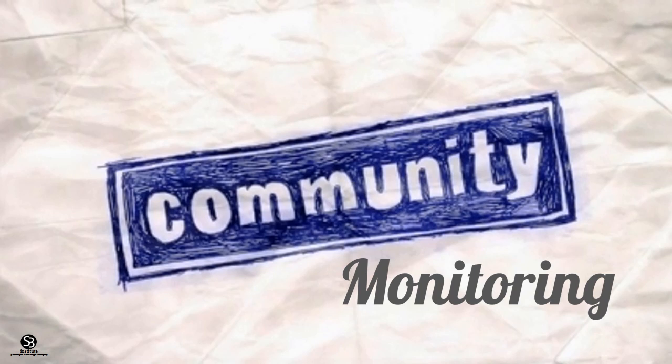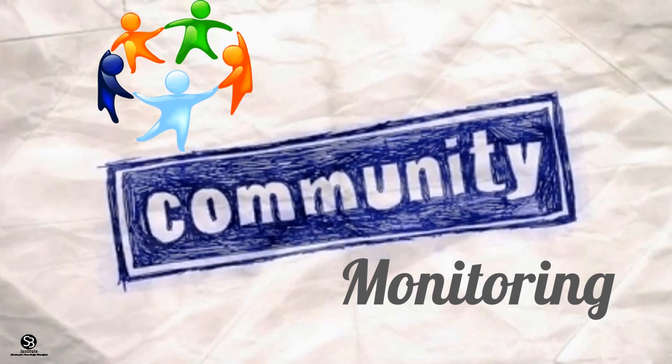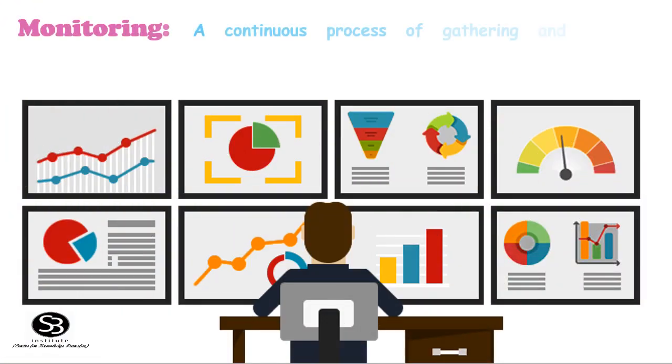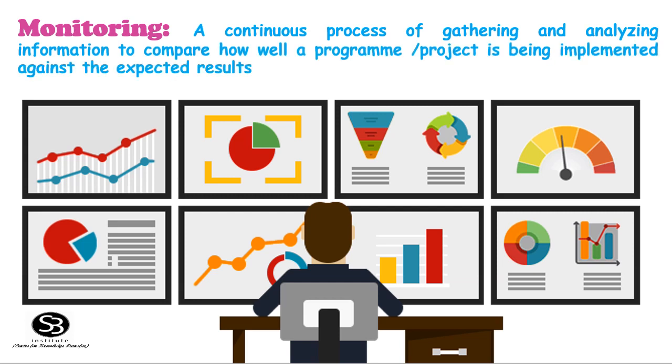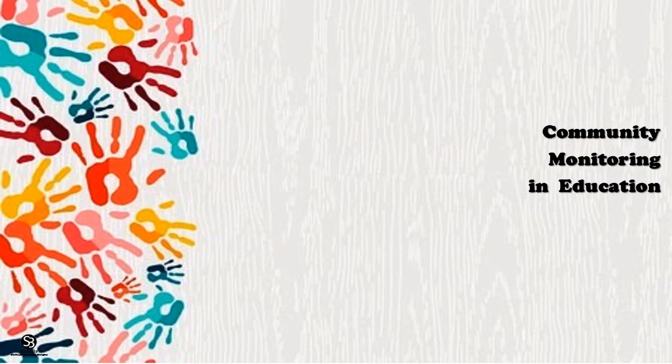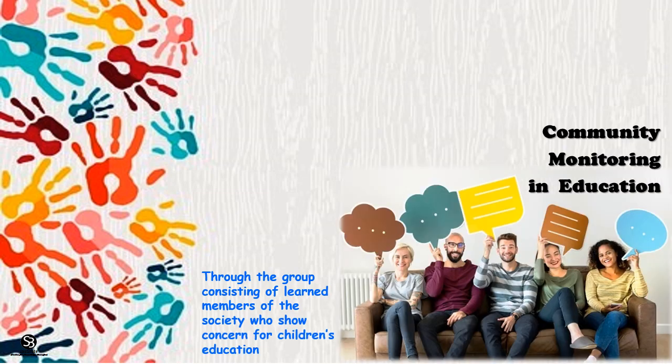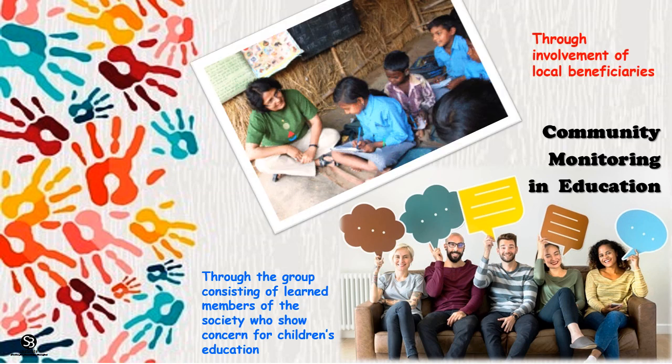Now, let's look into the second subtopic, community monitoring. What is meant by community monitoring? Community, it is a group sharing common understanding. Monitoring, a continuous process of gathering and analyzing information to compare. Community monitoring in education is nothing but a group consisting of learned members of society to show concern for children's education through involvement of local beneficiaries.